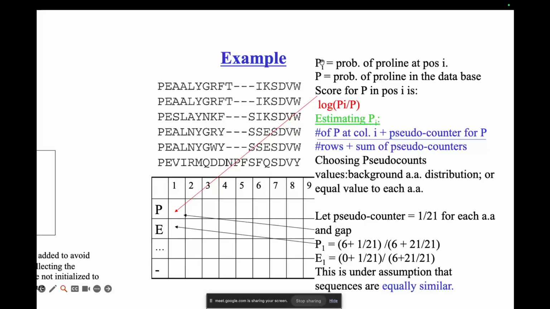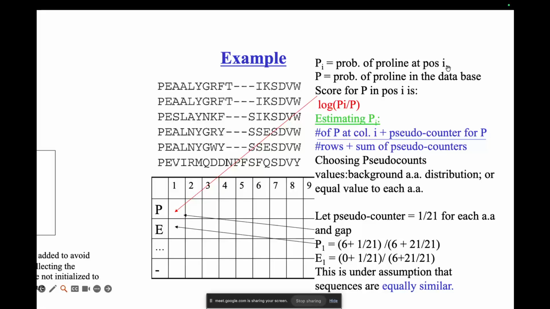If you get these two probabilities, you take a log odds: log of p_i by P, and that is your score for your PSSM. So this is your sequence, and these are your sequence positions, and each box will tell you, at position 1, you have this amino acid P, and what is the score for that particular amino acid at that position, relative to the database.